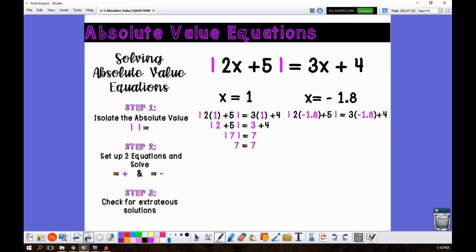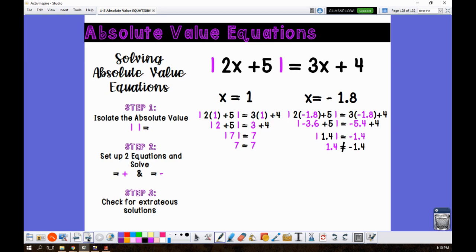Absolute value of 7 is 7. That one checks out. Other one. So first step, 2 times negative 1.8 is negative 3.6. 3 times negative 1.8 is negative 5.4. Keep on going. Add this side, we get 1.4. Add this side, we get negative 1.4. You can drop those absolute values, and 1.4 is not equal to negative 1.4.